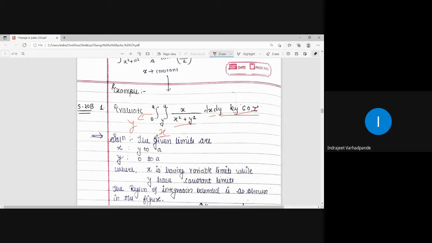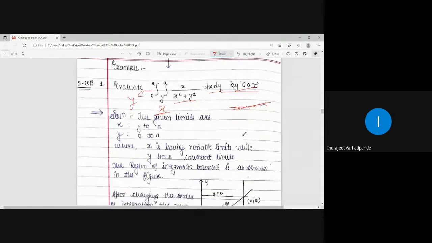If these limits are for x, we have the horizontal strip drawn which is parallel to the x-axis initially, but I am interested in changing the order of integration, so I will be drawing the region and getting the vertical strip directly so as to get the new limits. Then y, which appears here in the form of constant, will be converted to variable, and x, which appears here in the form of variable, will convert to constant.